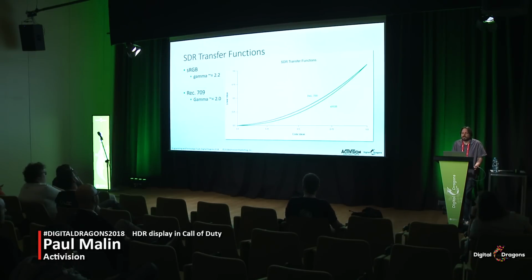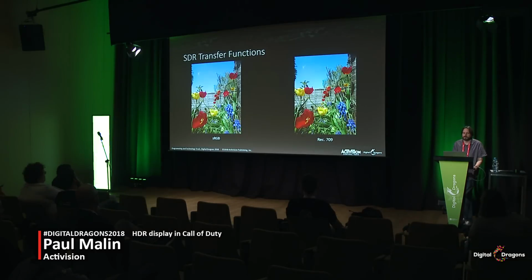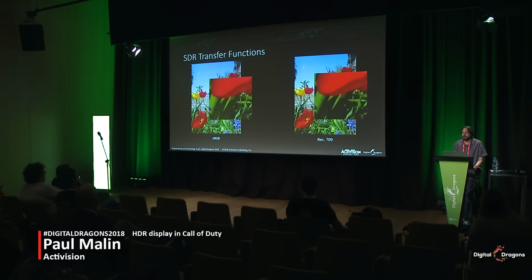So the transfer function we're all used to for PC is sRGB. This has a small linear section near zero to avoid infinite gradients, but it's effectively a gamma 2.2 curve. There's another similar transfer function as part of Rec 709, which is sometimes seen when we're talking about outputting to a TV. On the left here is a picture with an sRGB transfer function. On the right is Rec 709. If we zoom in on the bottom left, you might be able to see that the darks in the right-hand image have a bit more contrast than on the left.